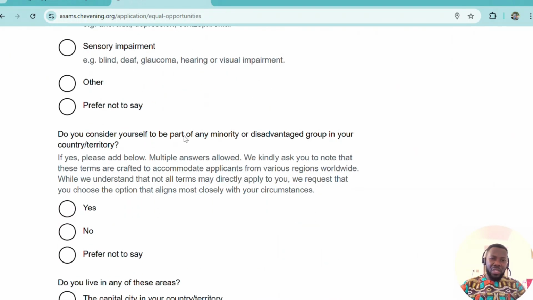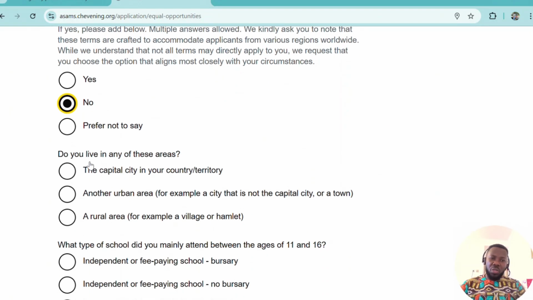Do you consider yourself to be part of any minority or disadvantaged group in your country? No. Do you live in any of these areas? The capital city in your country? No. Another urban area, for example, a city that is not the capital city or town? Yeah, of course.